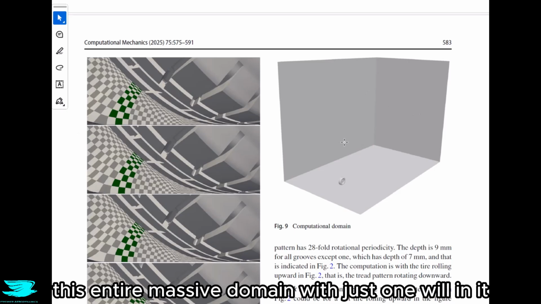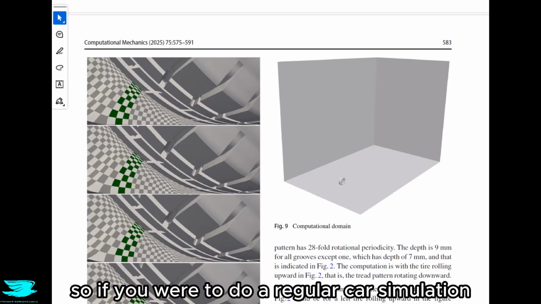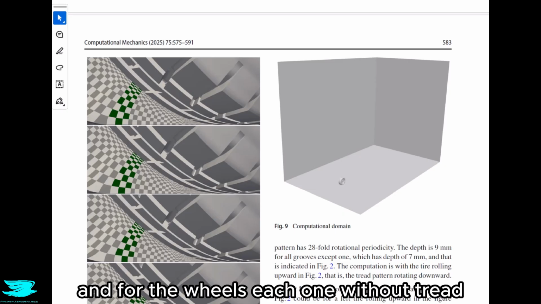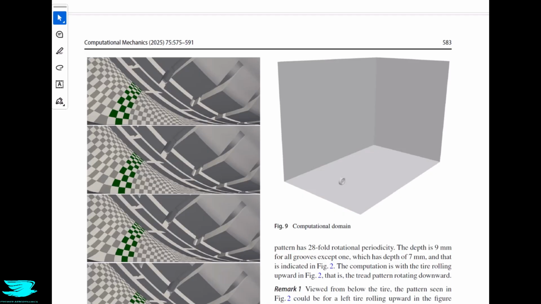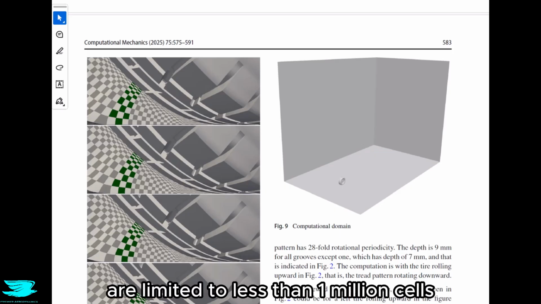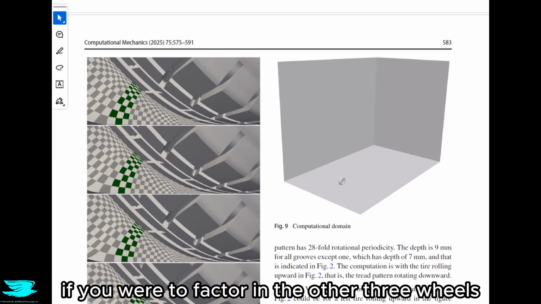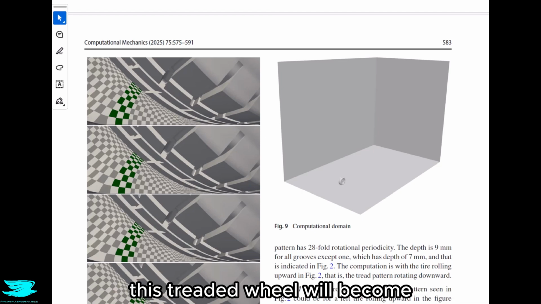So for their entire domain, this entire massive domain with just one wheel in it, they only used 650,000 cells. That's it. If you were to do a regular car simulation, you'd use probably around 100 million cells for the entire domain with the car. And for the wheels, each one without tread, you're looking at around 5 million cells for a regular car. But because of this highly computationally expensive CFD approach, the authors, I'm quite sure, are limited to less than 1 million cells for just one wheel. If you were to factor in the other 3 wheels plus the car, it's easy to see how prohibitive simulating this treaded wheel will become.